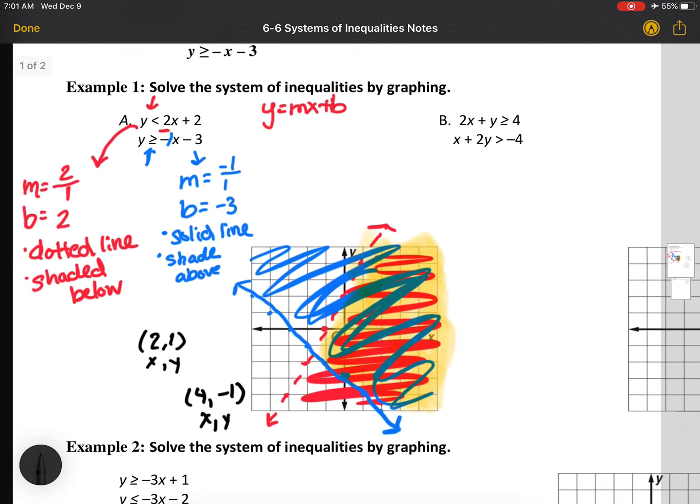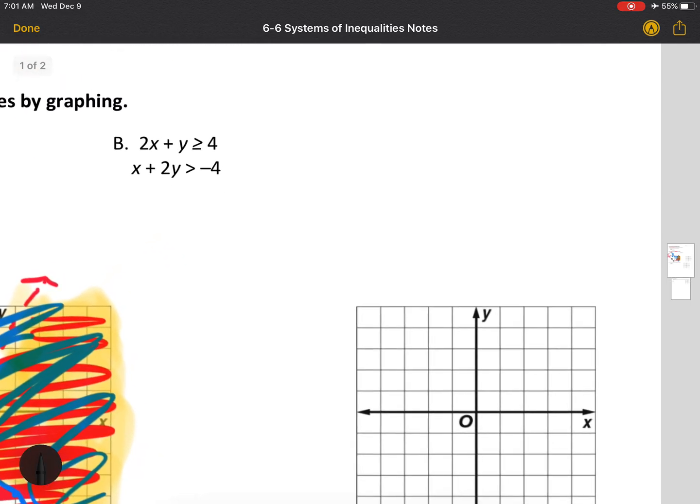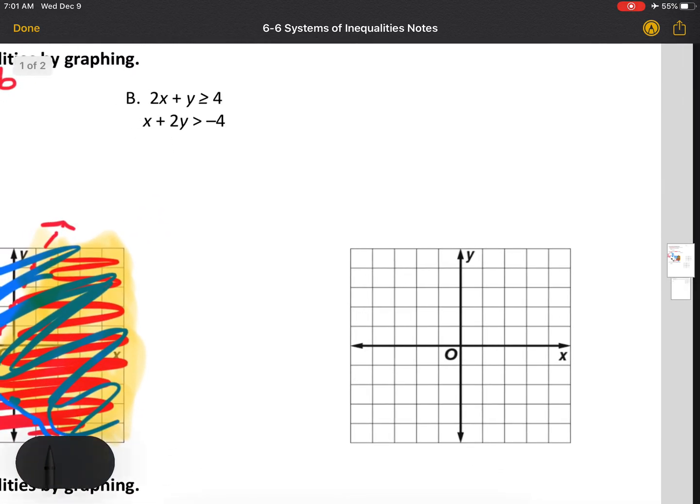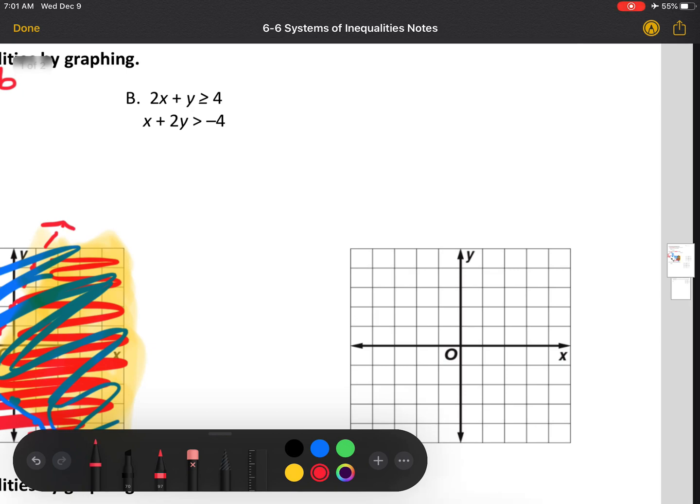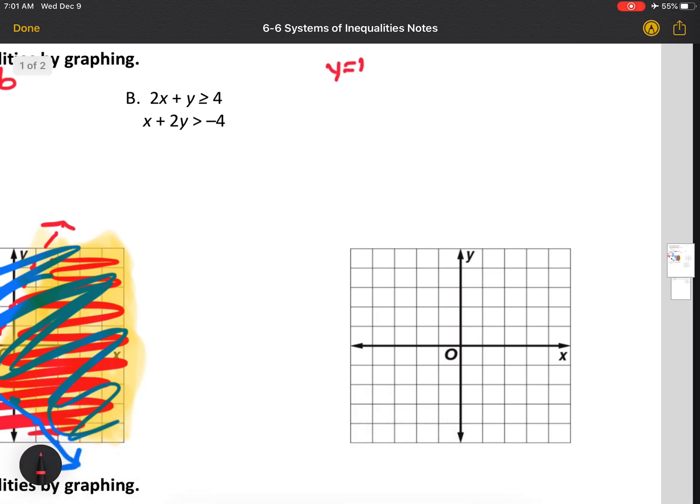Alright, if I look at B, you probably notice right off the bat that they're not looking pretty. They don't look like slope-intercept form, y equals mx plus b. Since they don't, it's our job to put them there first. So if I just worry about the top one a second, I want y all alone on the left-hand side. So what I'm going to do is move that 2x to the other side and subtract it over. So I'm going to leave y is greater than or equal to negative 2x plus 4. And now that's in slope-intercept form, right?